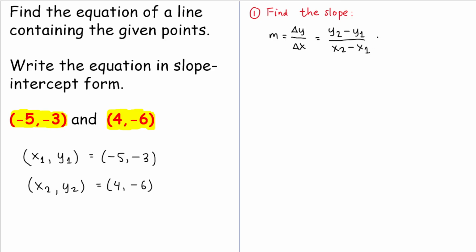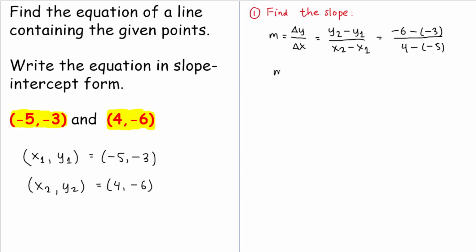And all that we need to do is plug in the values. What is y2? y2 is minus 6. And then minus y1. What is y1? y1 is minus 3. So I have minus 3. And then divided by x2. x2 is 4. And then minus x1. x1 is minus 5. So I'll have minus 5.